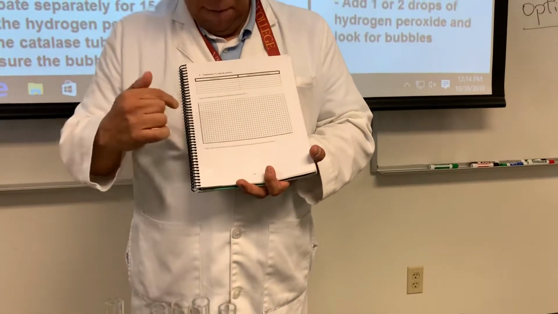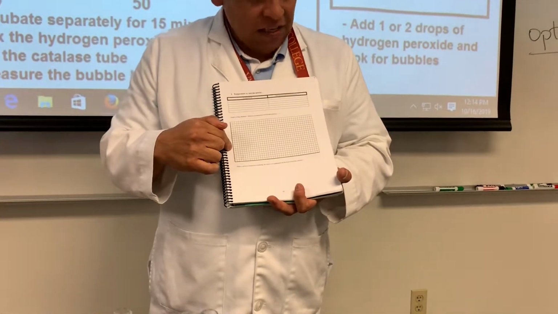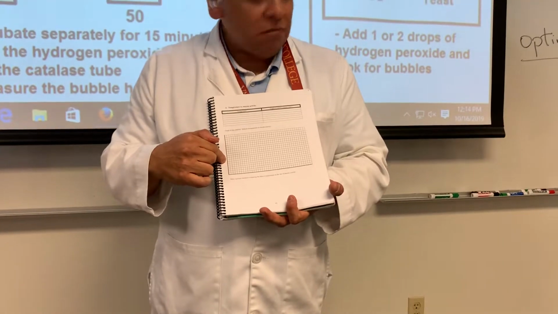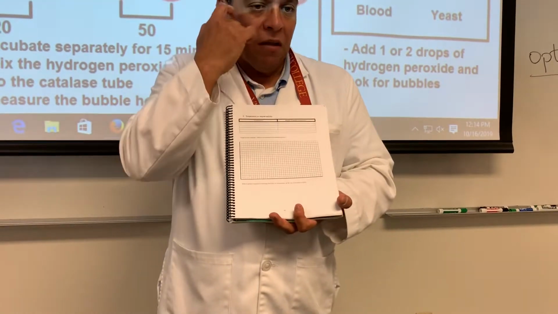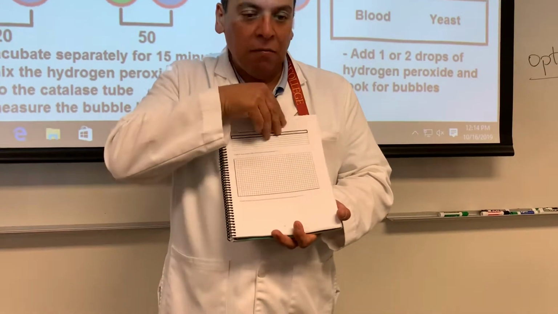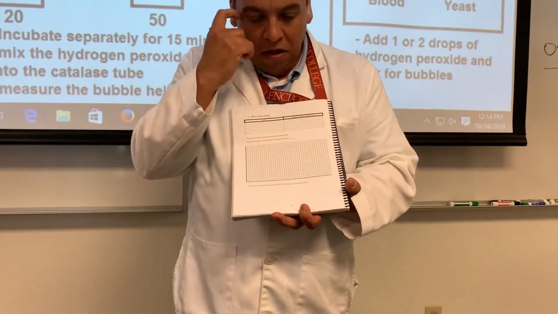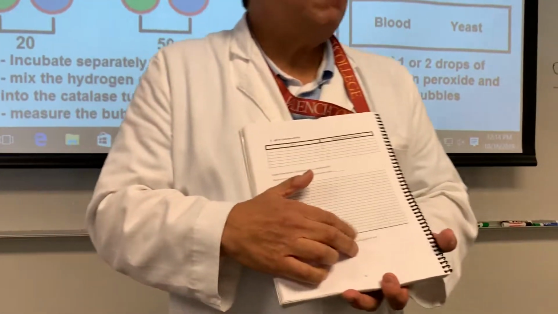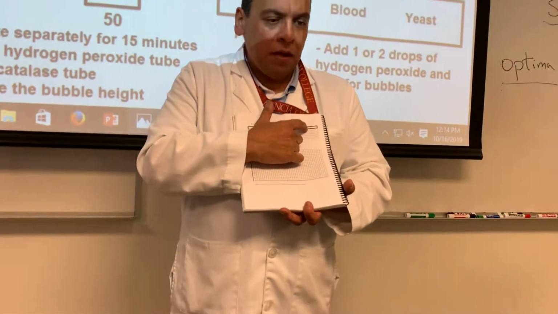The same thing with this one, but what's on the x-axis for this one? Temperature. And then on the y-axis, enzyme activity, measured in height of bubbles in millimeters. Again, spread out the numbers so you use the entire graph. Make a statement. On this one, what's the x-axis for the last graph? pH. The y-axis is enzyme activity, height of bubbles in millimeters.